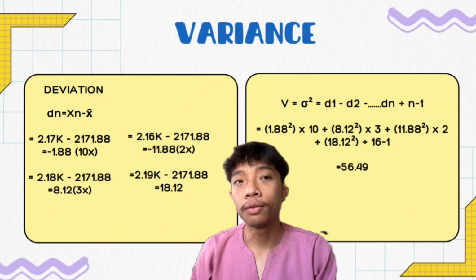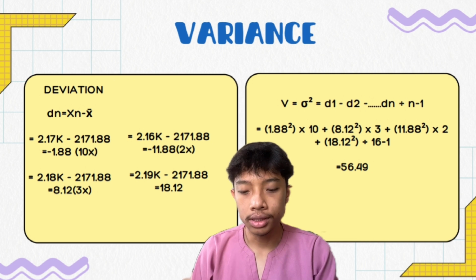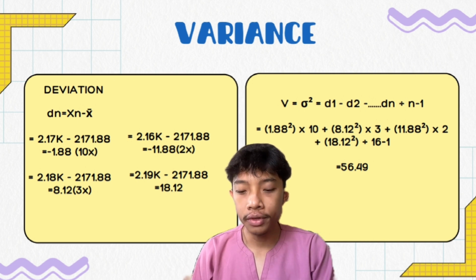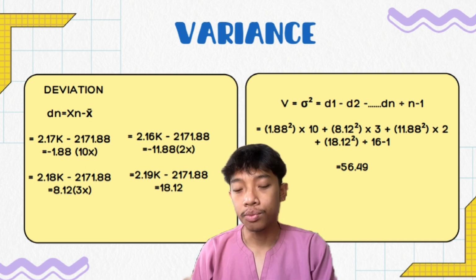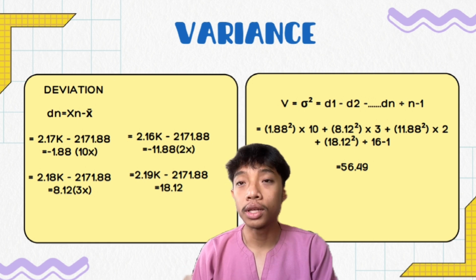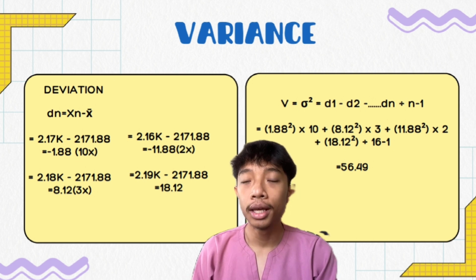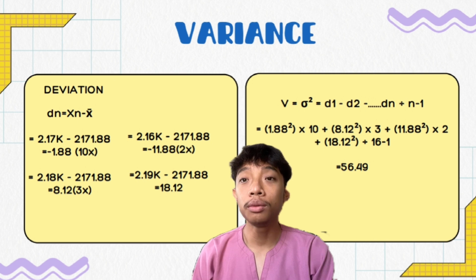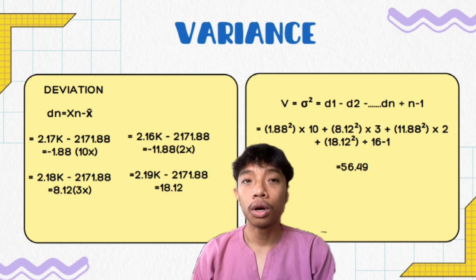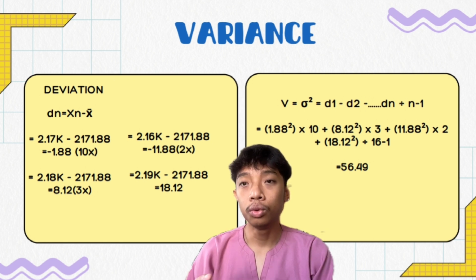Okay, the last one is variance. That means a statistical measure that represents the average of the squared differences between each data point and the mean of the data set. Before we search for variance, we look for deviation first. The formula is Dn equals xn minus mean, so every single data point minus the mean. After we get all of the values, we can search for variance.